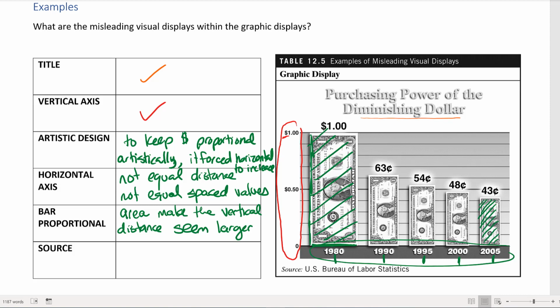The source, we have a source listed as the U.S. Bureau of Labor Statistics, and that seems like a good source. We could go a little bit deeper if we wanted to research where this data came from, and is this actually population data or is this sample data? But at least it's listed so we can go research that information for ourselves. So all in all, I would say this is not a very good visual display because the artistic dollars made the area skew the data, and the horizontal axis is really not great at all.